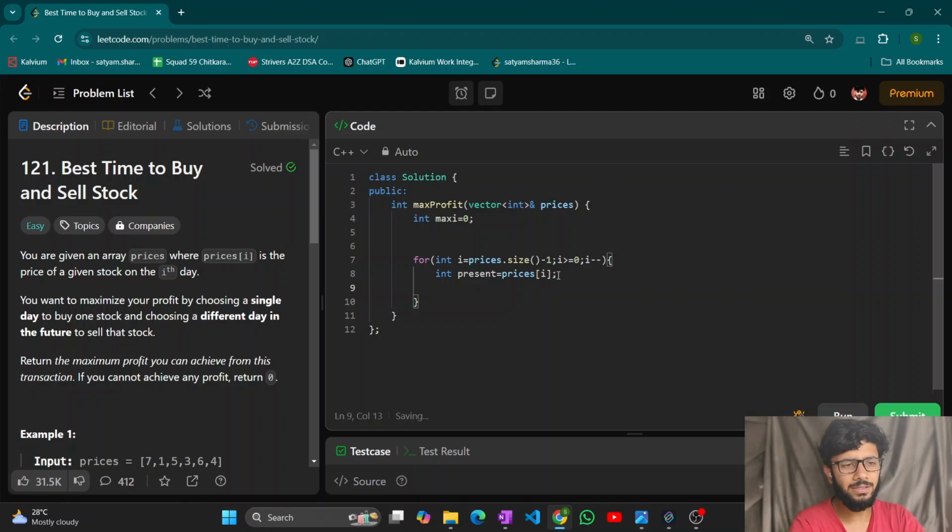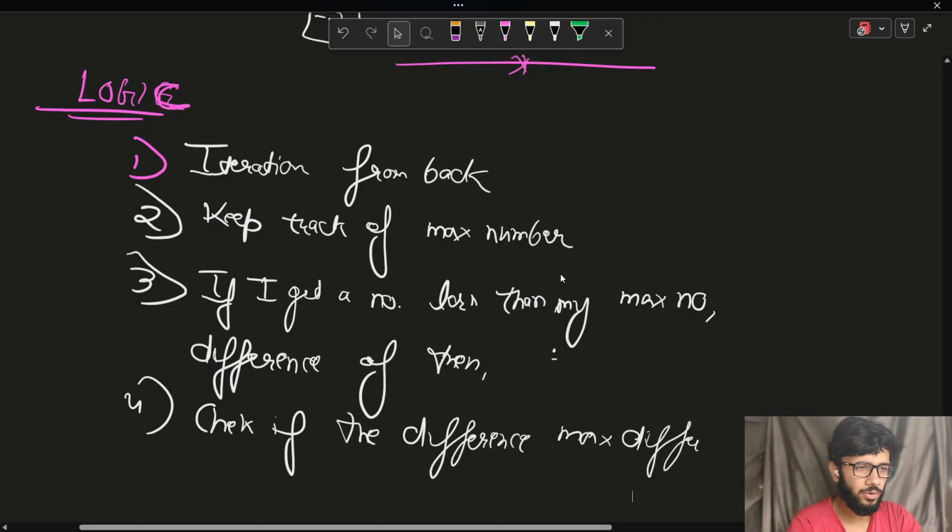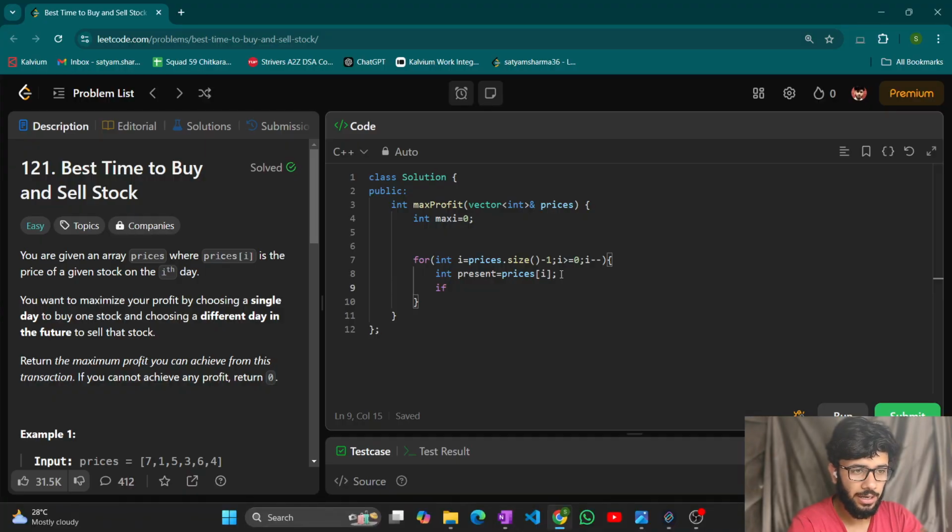Now what I have written is the iteration in which I take that number and store it in present, so that it will be easier for me than writing prices, square brackets i again and again, which is worthless. Now I have to write an if condition. If the present number, the number on which I am right now, is greater than maxi, meaning it is the maximum number, then maxi will become present.